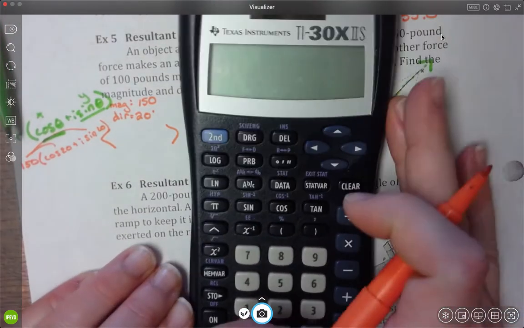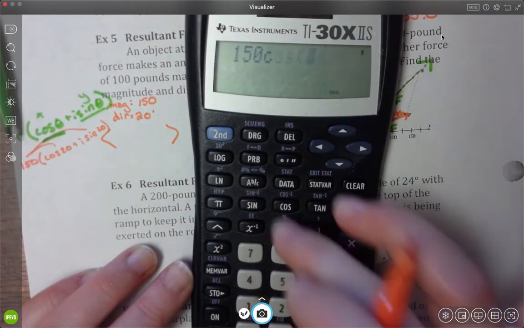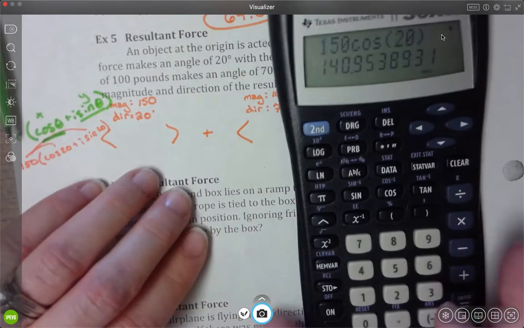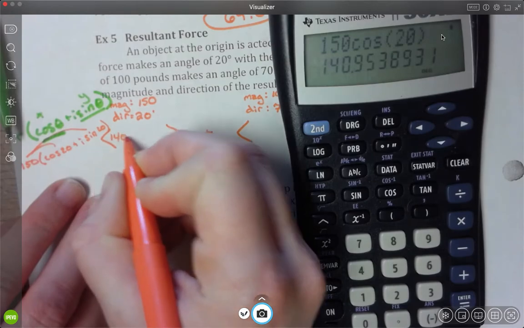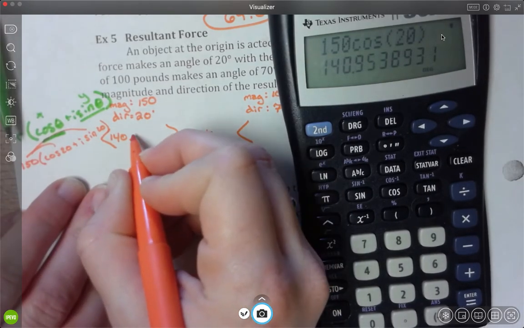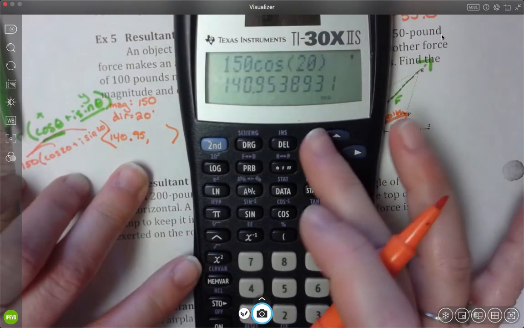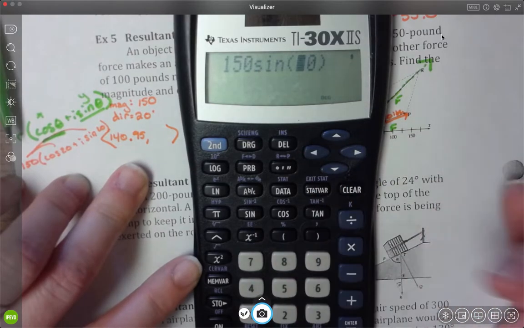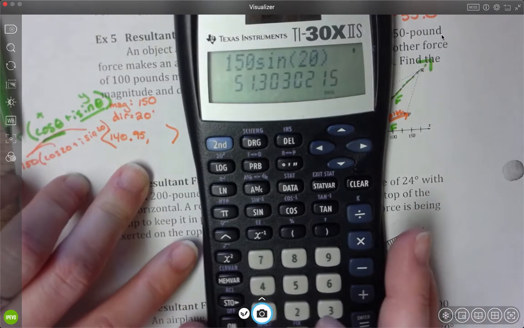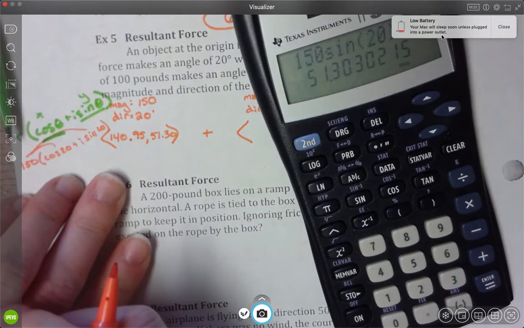The components: I have 150 cosine 20. Make sure you're still in degrees on your calculator. So that's 140.95, going with two decimals. Then I'm going to do sine. I can just go back up into my equation and switch this to sine. So 150 sine of 20 is going to be an upward force of 51.30. That's what it will look like.